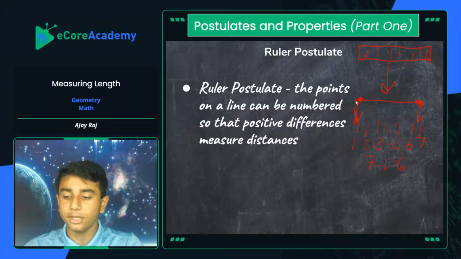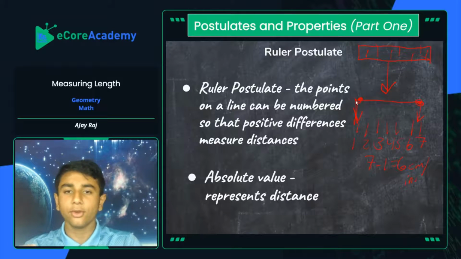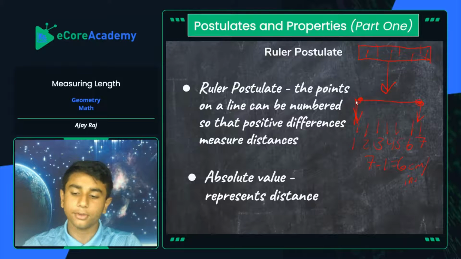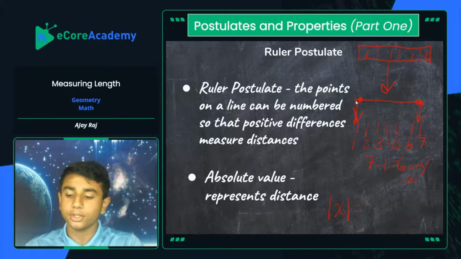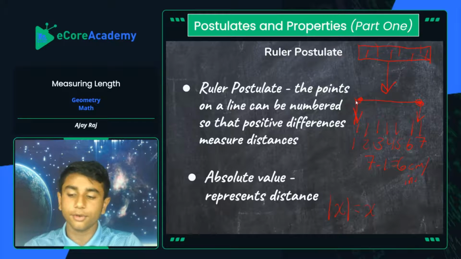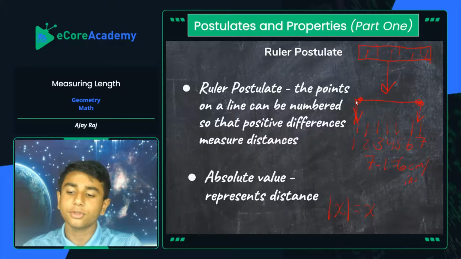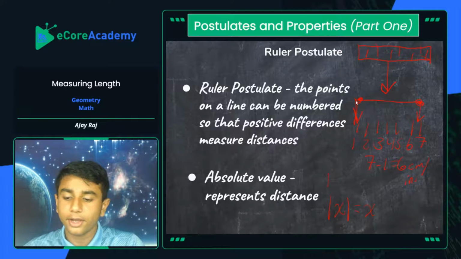Or you can put it in centimeters or inches, depending on what kind of ruler you're given. I want to just throw this out there: absolute value represents distance. I'm sure you've heard of absolute value. For example, given the variable x, the absolute value of x always equals x. Meaning, if you're calculating the distance between 1 inch and 7 inches, you have to subtract one from the other. If you subtract 7 minus 1, you get 6, and the absolute value of 6 is always 6.